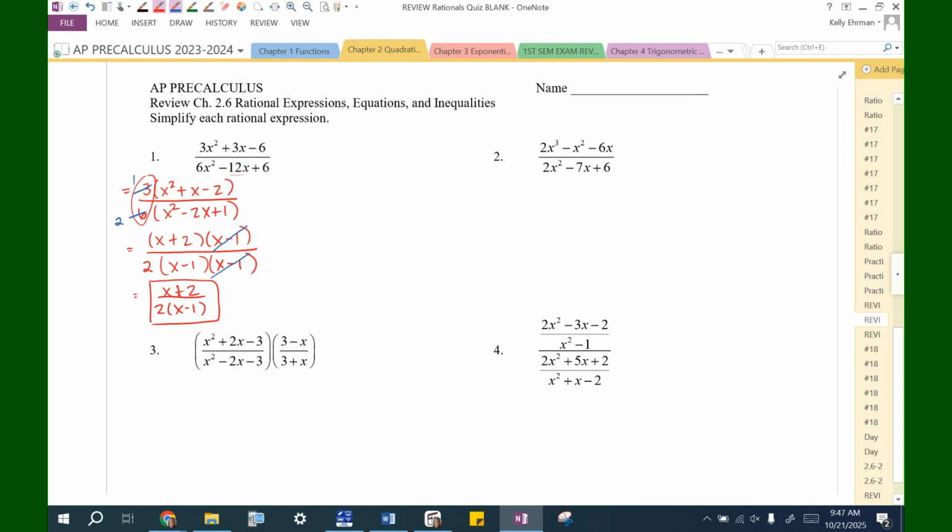Okay, second one is, again, always look for GCFs. So for this problem, I'm noticing it's 2x cubed. I can factor an x out of the top. That will make it 2x squared minus x minus 6. There's no GCF in the bottom, and it's only quadratic, so I think I can start factoring it. 2x and x. I need to break up 6. My options are 6 and 1, or 2 and 3. I'm trying to get 7 in the middle.